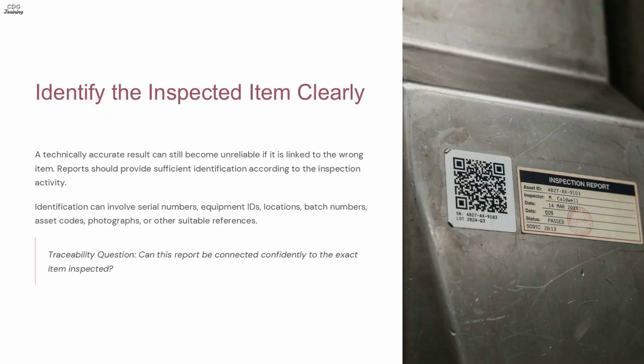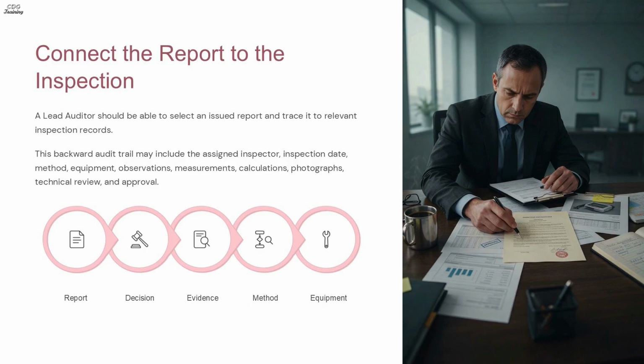Accurate identification is crucial to ensure inspection results are reliable. Reports must clearly link to the inspected item to avoid errors. Lead auditors should connect reports to inspections by tracing back through evidence and decisions. This ensures accountability and accuracy in reporting.